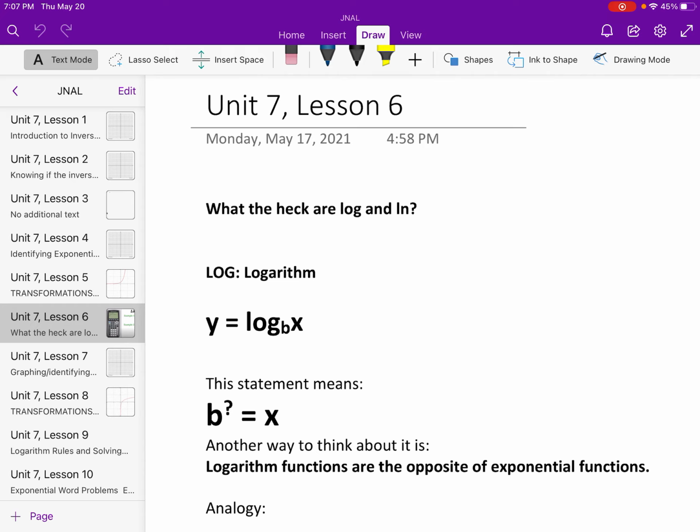Now, it's not very easy to understand what these mean unless you understand the concept of inverse functions discussed in lessons 1, 2, and 3. Remember, they have points that are opposites of each other, and they have symmetry over the y equals x axis. And that's what logarithm and exponential functions have. We learned about exponential functions, but now we're looking at logarithm. But there's also ln, which is still logarithm, but it's called the natural logarithm, and we'll learn what that means in a minute.